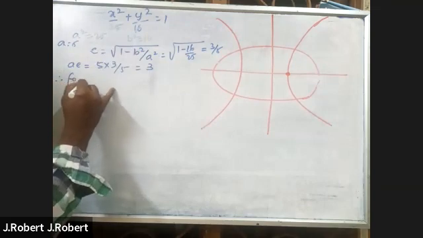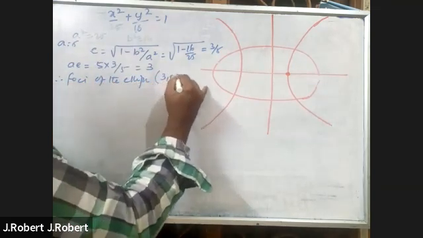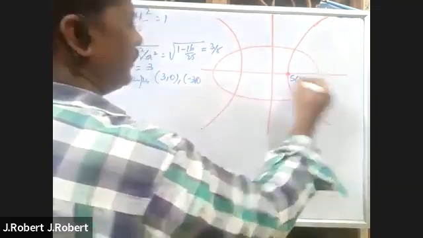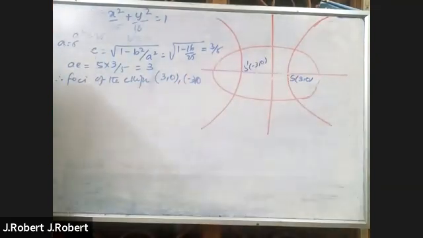Therefore, the foci of the ellipse are 3, 0 and minus 3, 0. We can say S is 3, 0 and S dash is minus 3, 0. So this is called the foci of the ellipse, 3, 0 and minus 3, 0.